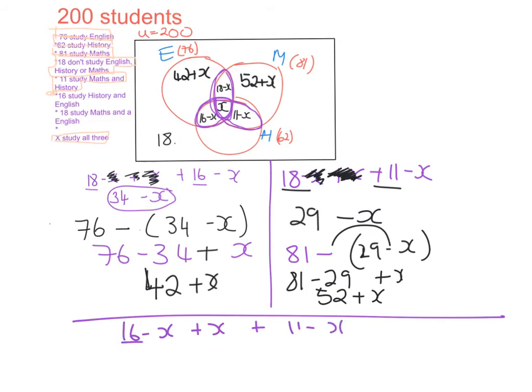Do a little bit of tidying up. 16 and 11 is going to give me 27. And my minus x and my plus x cancel, so I'm left with 27 minus x.